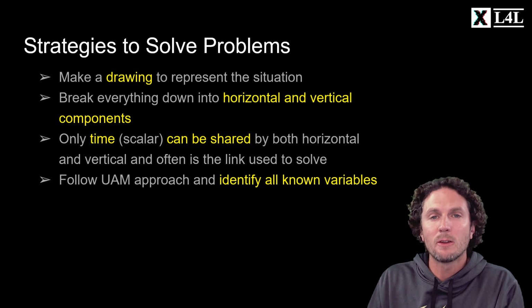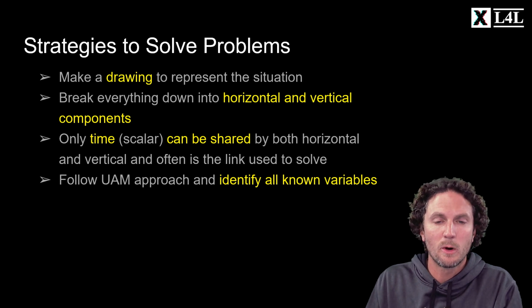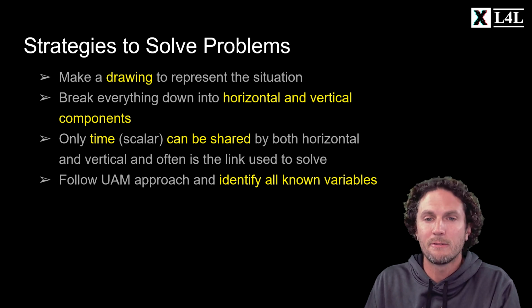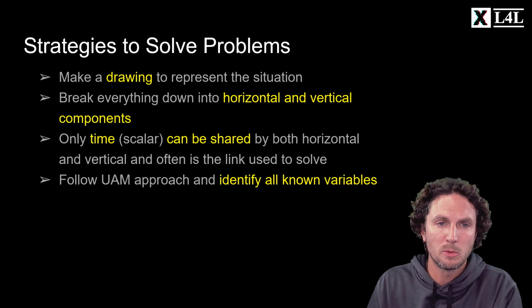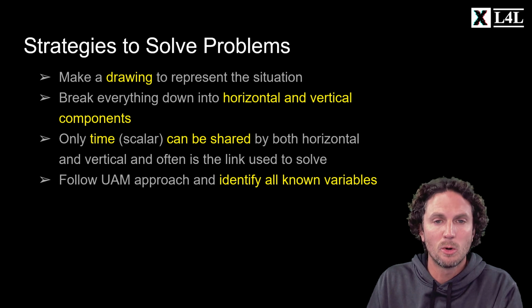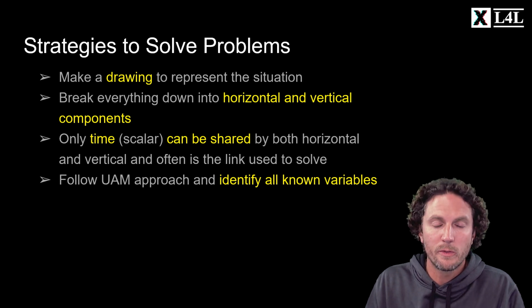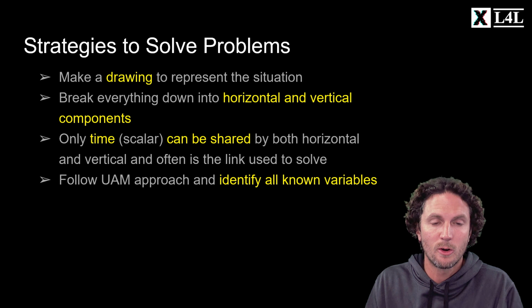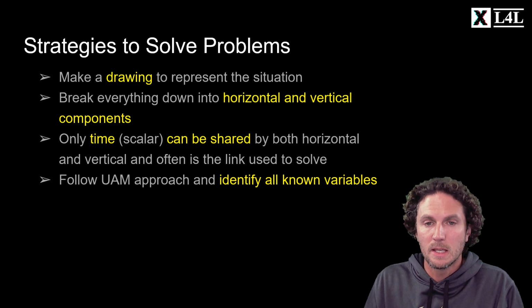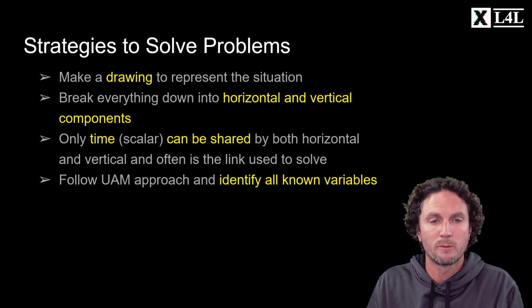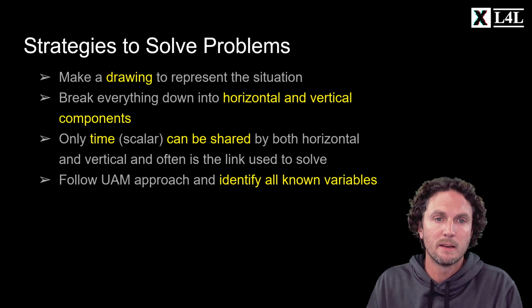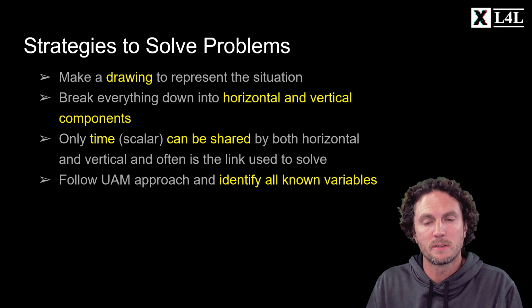You're going to need to follow the same UAM approaches that we've been working on. Okay, we're going to identify all of our known variables. We're going to just write out a chart of the 5 variables. In this case, we can do it for both, but we already know what the acceleration is going to be in the vertical and the horizontal. You're just going to need to continue to use those strategies that we've already built on for UAM here in projectile motion, just now that we have horizontal and vertical components to keep track of.